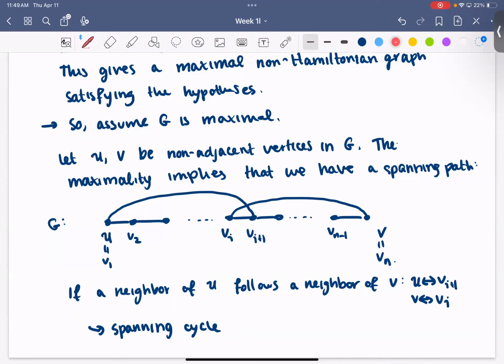So we could start at U. Let's follow this edge to V(i+1), and then I'll follow the path to get to V, and then I'll take this way back. Okay, so that's my spanning cycle.